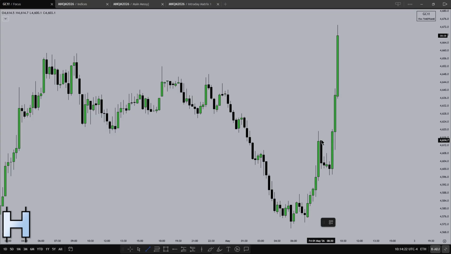And then you can see this whole range. Where does this breakaway gap form? Within the range of a balanced price range.